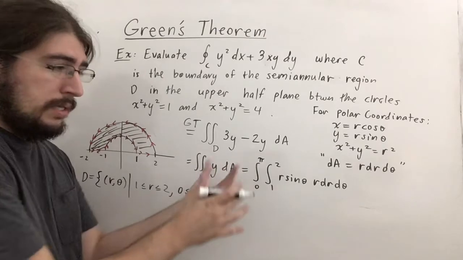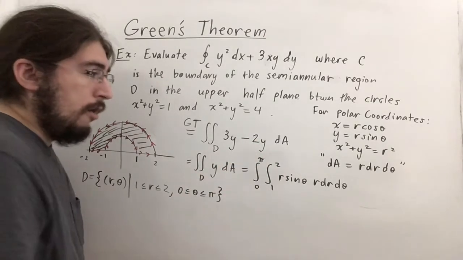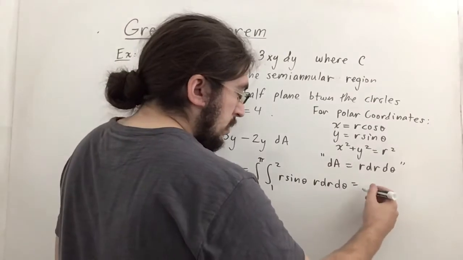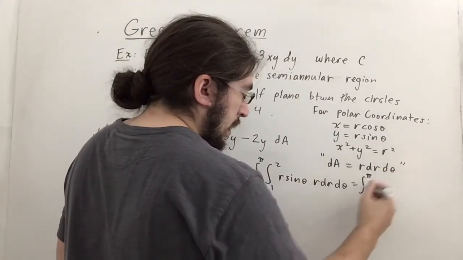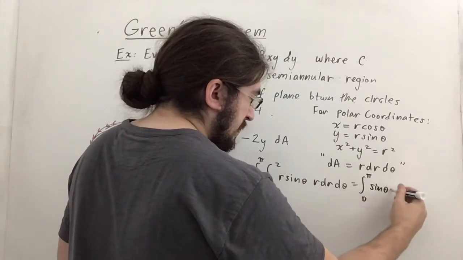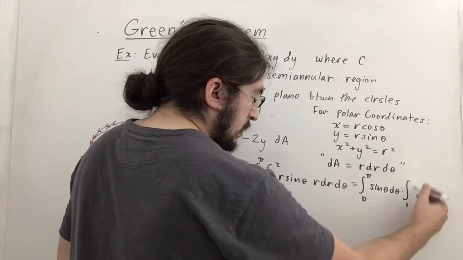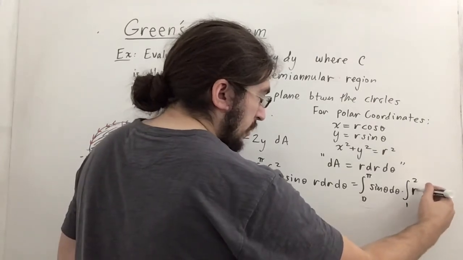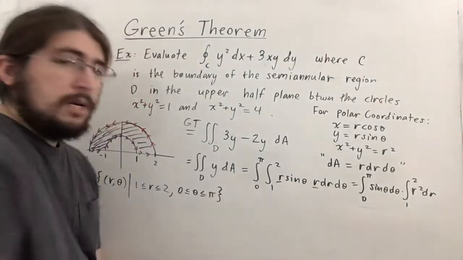So we can actually split this up into a product of an integral in theta only and an integral in r only. So that means this is going to be the integral from 0 to pi of sine theta d theta, which we'll do, times the integral from 1 to 2 of, I guess, r squared dr. Because notice we have two r's here that multiply to r squared.